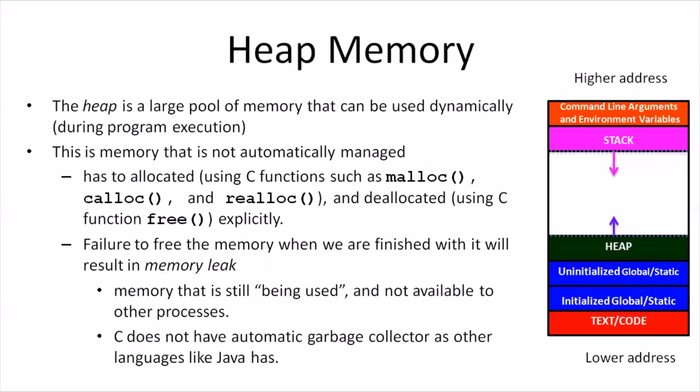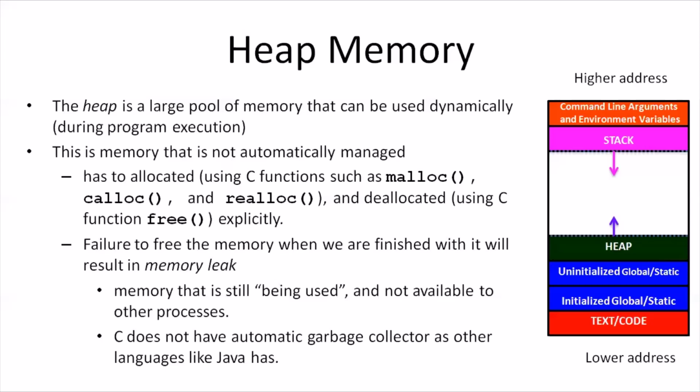The next section in the memory is the heap. The heap is a large pool of memory that can be used dynamically, that is, during program execution. This memory is not automatically managed and has to be allocated using C functions like malloc, calloc, and realloc. This memory also needs to be deallocated after usage using the C function free explicitly. Failure to free this memory will result in a memory leak.